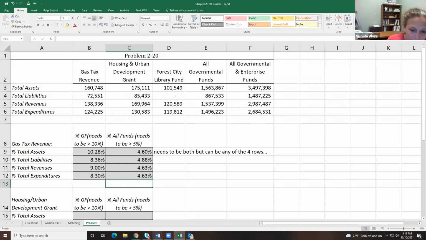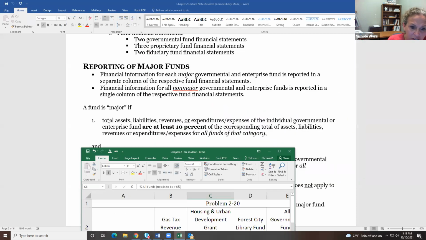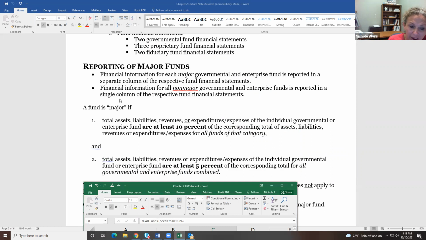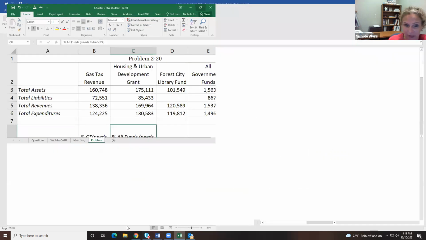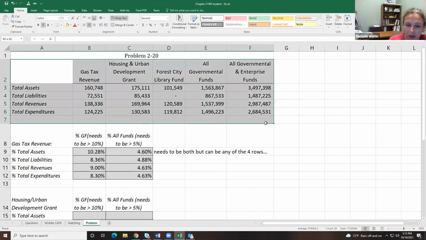All right. So when we look at those numbers, we did get over 10% right here, but we never got over 5%. And if we look, it says a fund is major if any one is at least 10 and one is at least 5. And since none of them got over 5, then that means that that is not a major fund. So anyway, just a fun little calculation to do. And so I set up the table for you. This information is from problem 220 of the book, but I went ahead and put in the given for you.